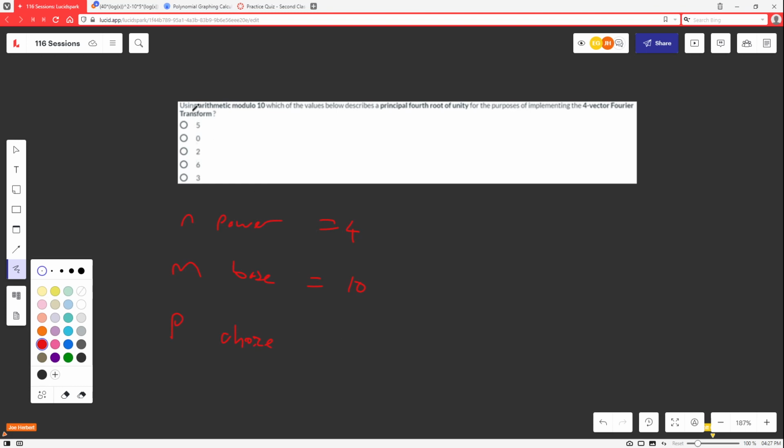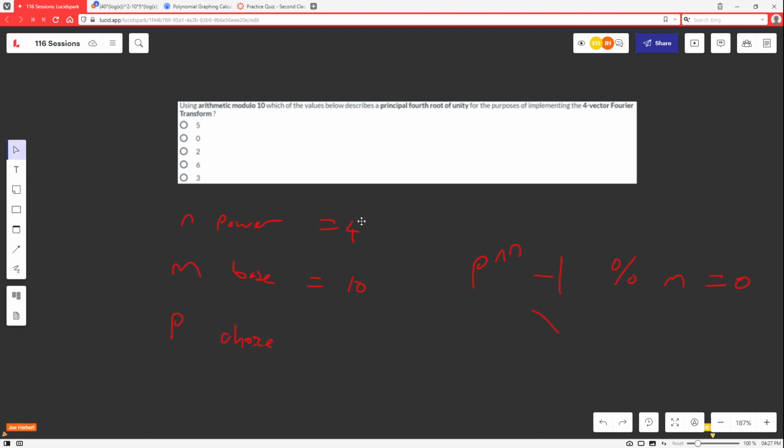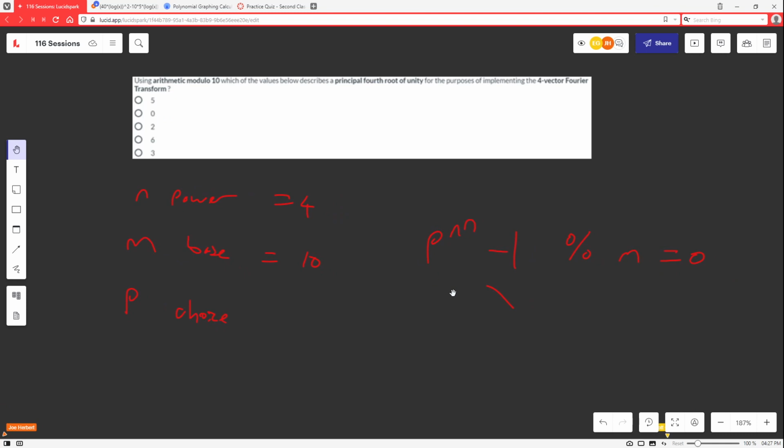And we're going to go through each of these and find one where P to the N minus 1 is a multiple of M. So if we say mod M equals 0. So we're trying to find something that satisfies this. So we want to go through and figure out one of these. I'm moving the background, aren't I? Oops. Yeah, we want to try one of these, which does that.